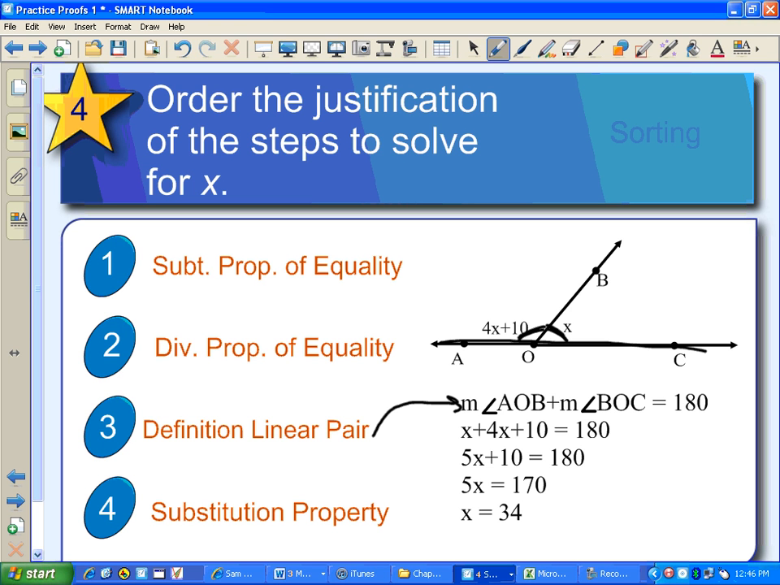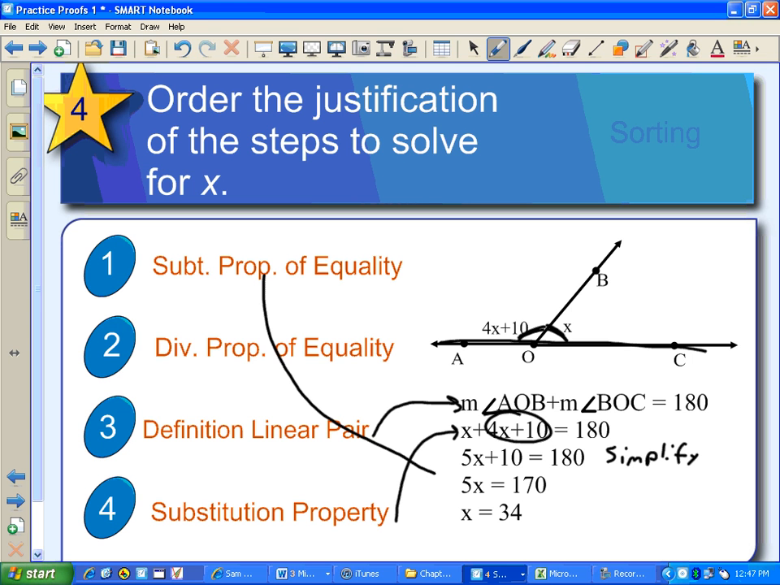Now the next statement, again, I took out the measure of AOB and I put in its place what it equals. So again, I'm substituting. I'm using the substitution property. Here, I'm combining like terms. So simplifying. I subtracted 10 from both sides. That's the subtraction property. And then I divided both sides. That's the division property of equality.